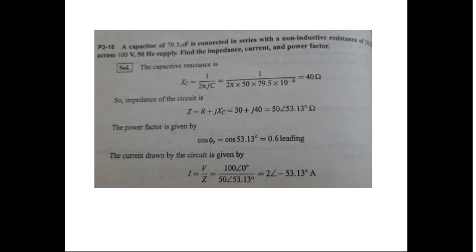So you change this to minus 53.13, and accordingly you will get plus 53.13, and your cos theta is nothing but cosine of the angle 53.13. Whether it is plus or minus, that doesn't make any difference. You get the value of cos theta equal to 0.6, but because it is an RC circuit, you must write it as a leading power factor.